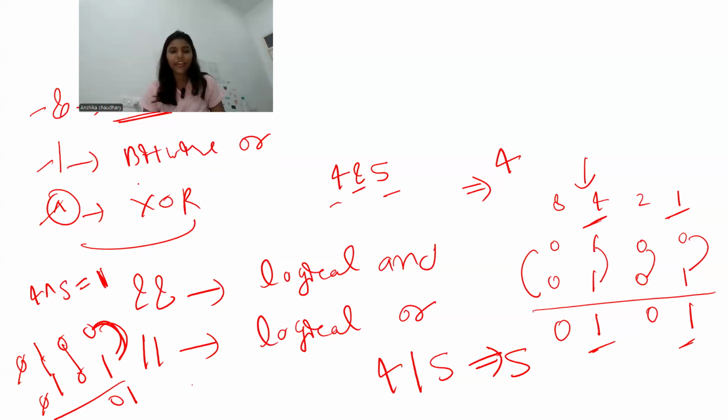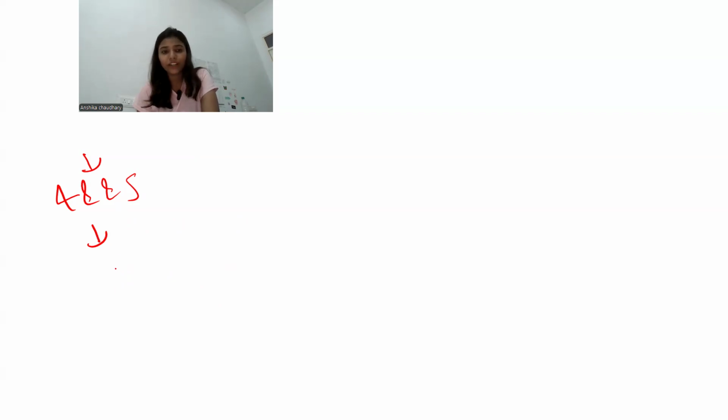But if it is like this, 4 and 5, this time we have to take the logical operator. This is logical AND. In that case, we don't need to convert them into binary. We can directly perform it. Every value which is not 0 is considered a non-zero value, and every non-zero value is always considered a truth value, or I can say 1.